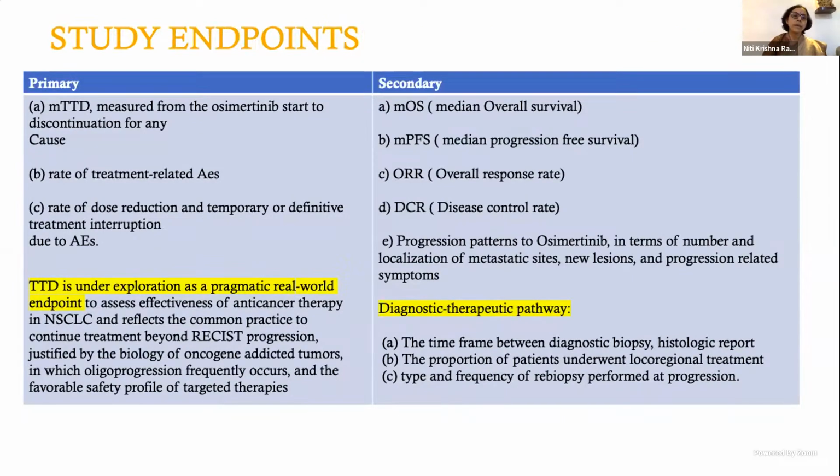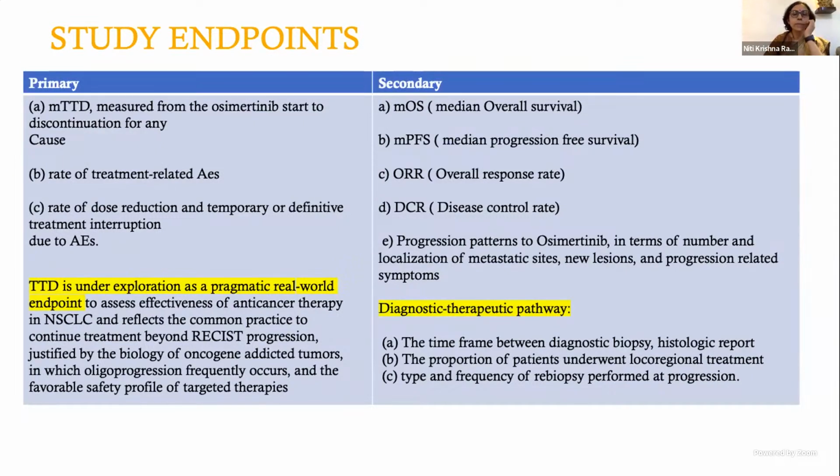What was noted was median, this was the interesting parameter which was studied, that is time to deterioration. Median time to deterioration remained the primary point of analysis, which measured the time of osimertinib start to discontinuation due to any cause. Now, this cause could be a treatment-related adverse event, whether dose reduction was required, which required temporary or permanent discontinuation. So TTD remained the exploratory analysis in this, and later on has become a good real-world endpoint in most of the studies as well.